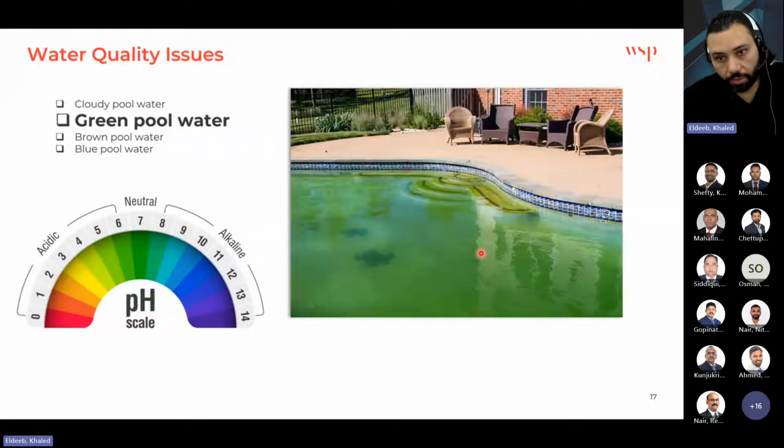And also inadequate, I mean not proper, circulation. This is one of the most common causes of pool algae growth, because if your pool doesn't have enough circulation, the water will become stagnant. Stagnant water creates an opportunity for algae, bacteria, and other contaminants to take over and turn your pool green like this.